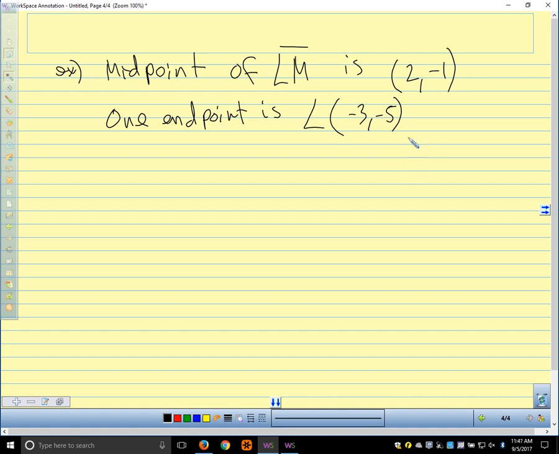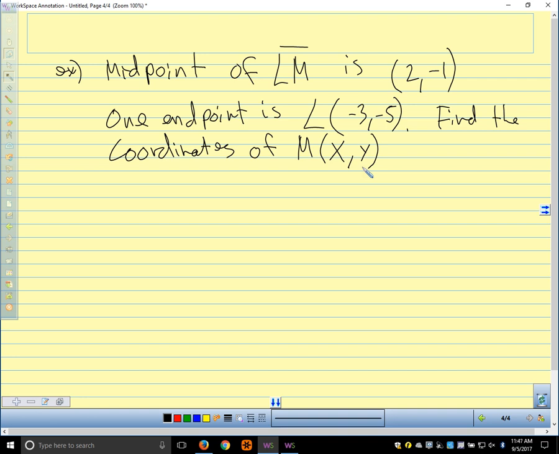We want to find the other endpoint. Find the coordinates of M. So we don't know what that is. I'm just going to call it X and Y. We don't know what they are. In math, when we don't know what things are, we call them X. We don't know what the Y coordinate is, so let's call it Y.